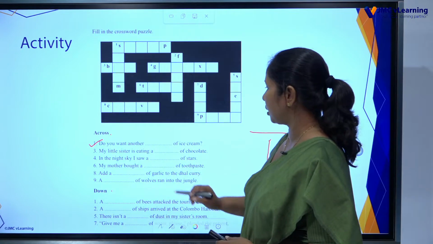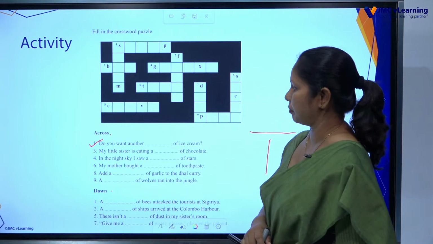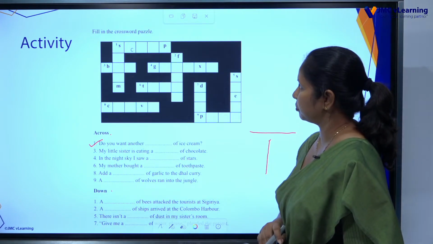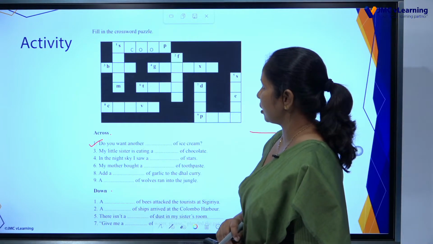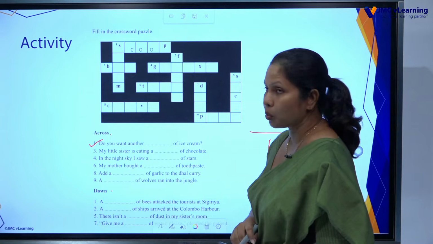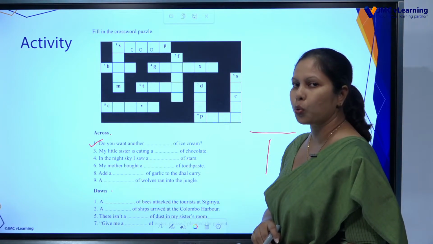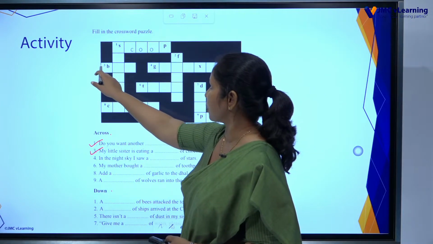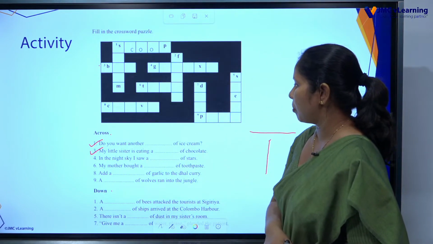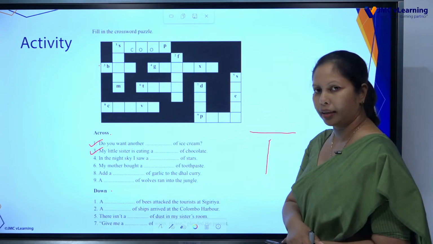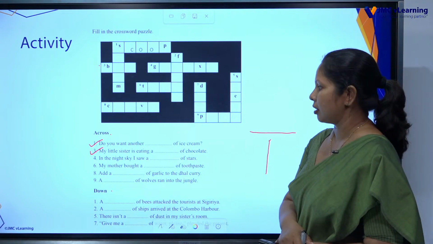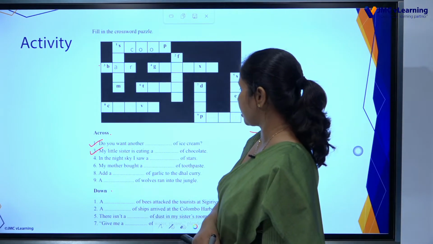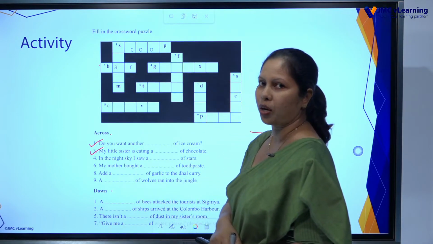Do you want another blank of ice cream? We'll see what the answer is. The answer is, do you want another scoop of ice cream? Scoop. Third, across. Here, this one. My little sister is eating a blank of chocolate. So the answer is, my little sister is eating a bar of chocolate.